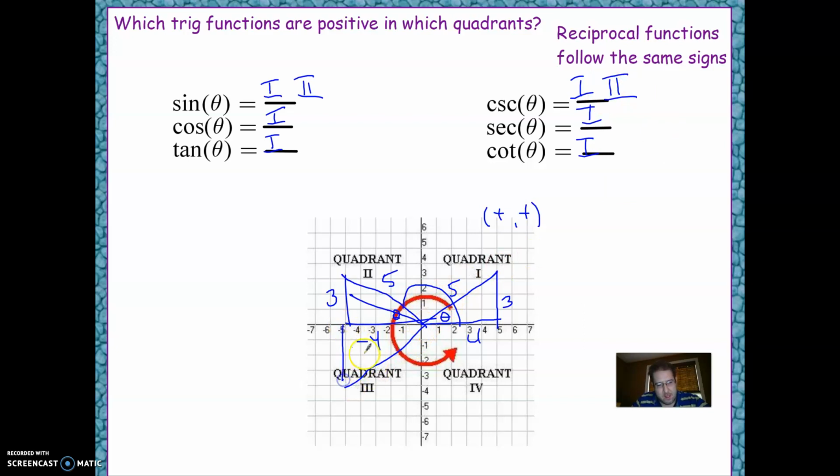If I make the exact same reference angle here, so that's negative 4 and negative 3 here, sine is negative because that would be opposite over hypotenuse, negative over positive. Cosine would be negative 4 over positive 5, so that's also negative. Tangent would be positive, though, because negative 3 over negative 4 is positive. So tangent is positive in quadrant 3, which means cotangent is also positive in quadrant 3. And then last but not least, if this is 4, negative 3, and this is also 5, the only one that's going to be positive is cosine. Cosine would be adjacent over hypotenuse. So that's going to be positive. So this is quadrant 4.